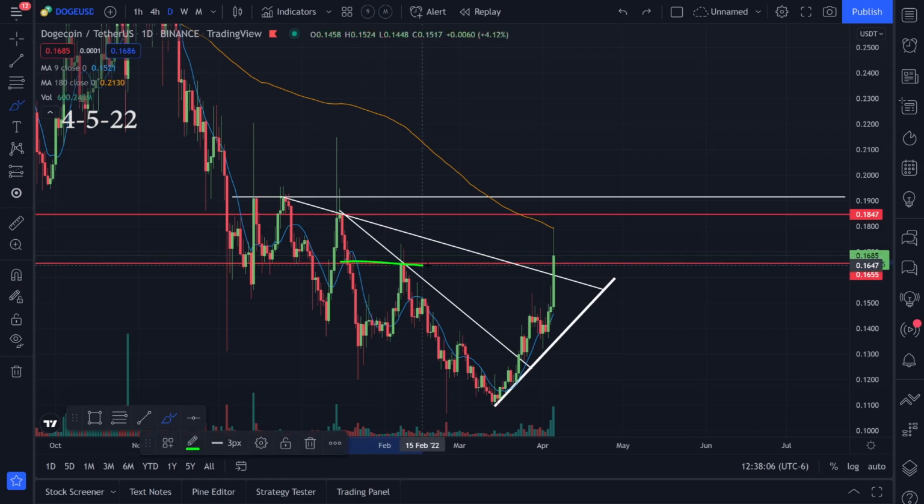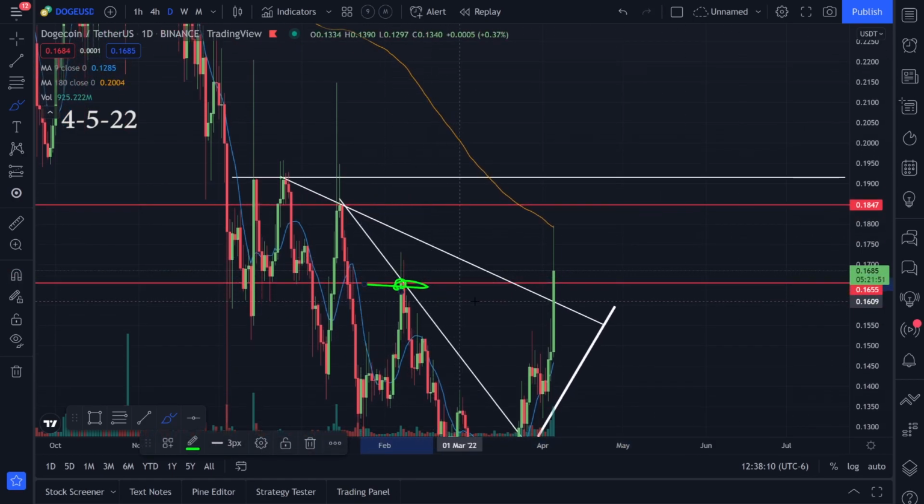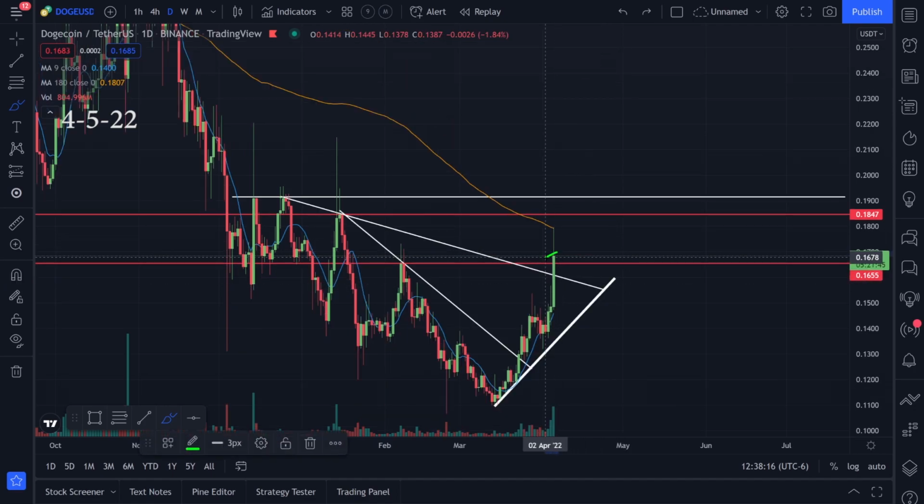I think we need to close above this red line as well. That 0.165 resistance, this previous resistance right here. Let's see if we could close above 0.165 and continue to head up to hit the next target sitting at 0.184. If we could break above that, the next target after that would be 0.19. And if we could break above that, then I'm going to get even more bullish.